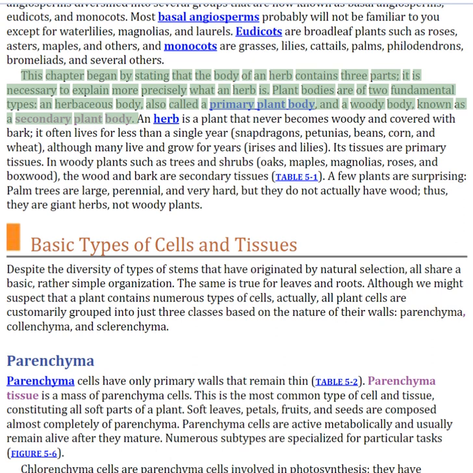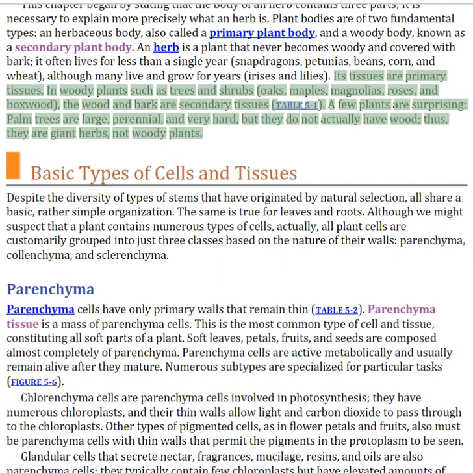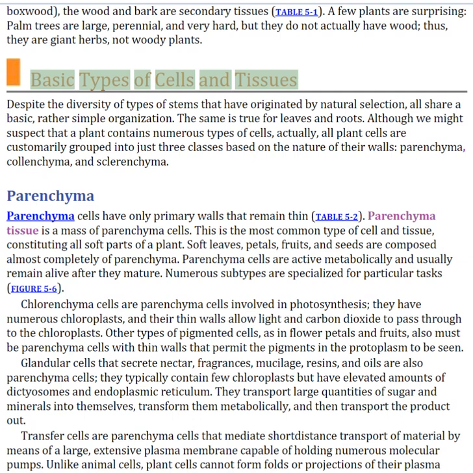It is necessary to explain more precisely what an herb is. Plant bodies are of 2 fundamental types, an herbaceous body, also called a primary plant body, and a woody body, known as a secondary plant body. An herb is a plant that never becomes woody and covered with bark. It often lives for less than a single year, although many live and grow for years. Its tissues are primary tissues. In woody plants such as trees and shrubs, the wood and bark are secondary tissues. A few plants are surprising. Palm trees are large, perennial, and very hard, but they do not actually have wood, thus, they are giant herbs, not woody plants. Basic types of cells and tissues.